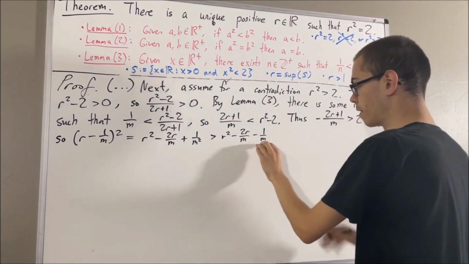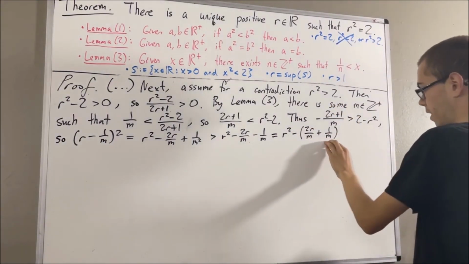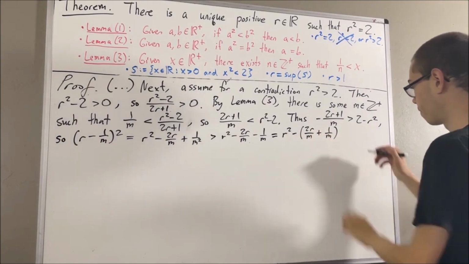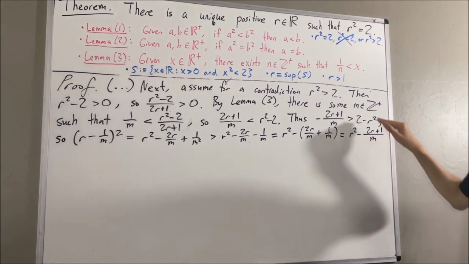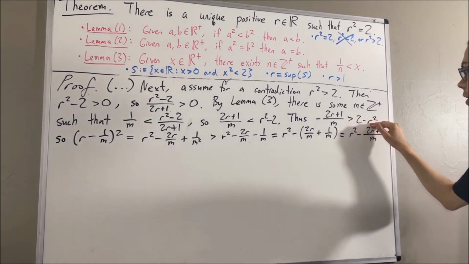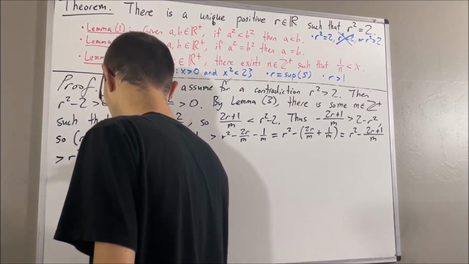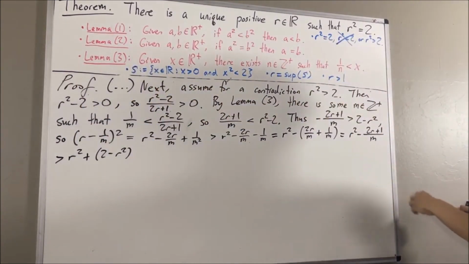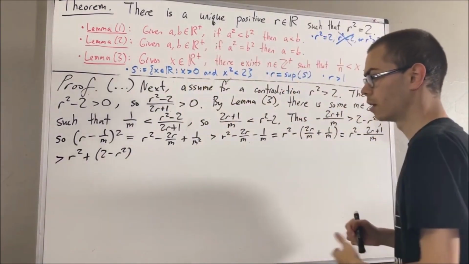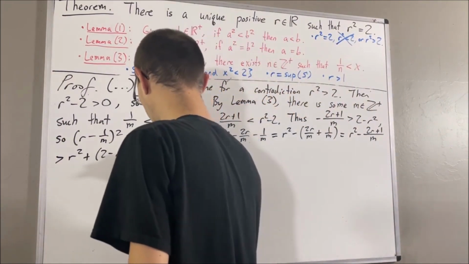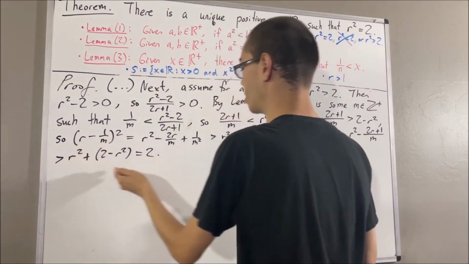Next, let's take these two terms and factor out the minus. Now, adding these two fractions together, we get 2r plus 1 over m. But we know that the negative of 2r plus 1 over m is greater than 2 minus r squared. And because this is true, this must be greater than this, where all we did was we replaced the negative of 2r plus 1 over m with 2 minus r squared. And we know that this is equal to 2. So what we've shown here is that r minus 1 over m squared is greater than 2.